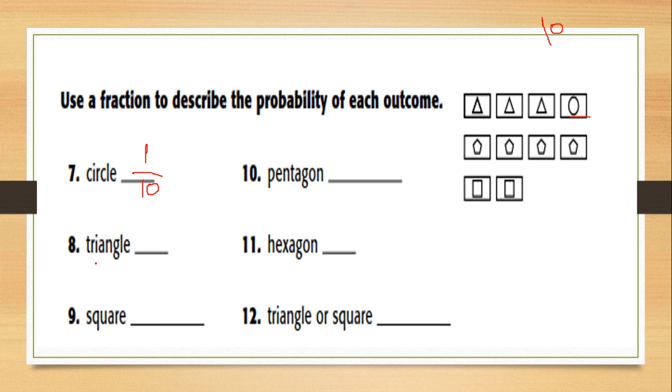Let's see number 8. What's the probability that we get triangle? How many triangles do we have here? Count with me. 1, 2, 3. So that will be 3/10. Great.